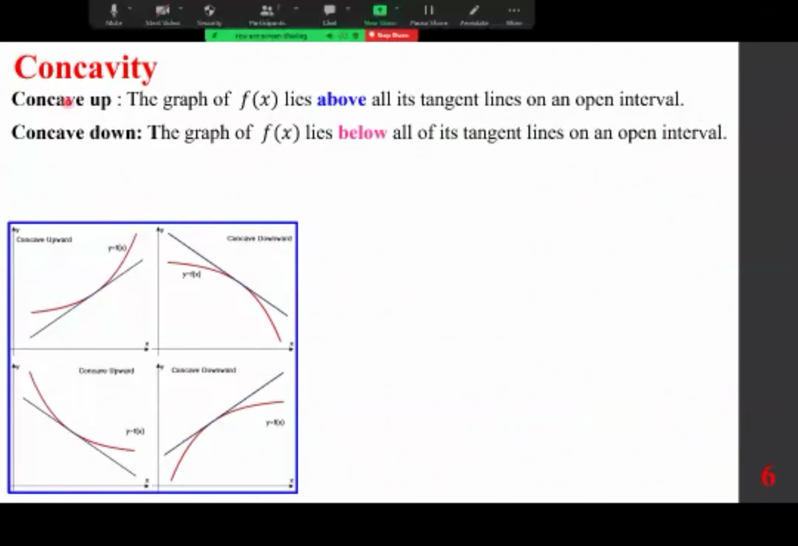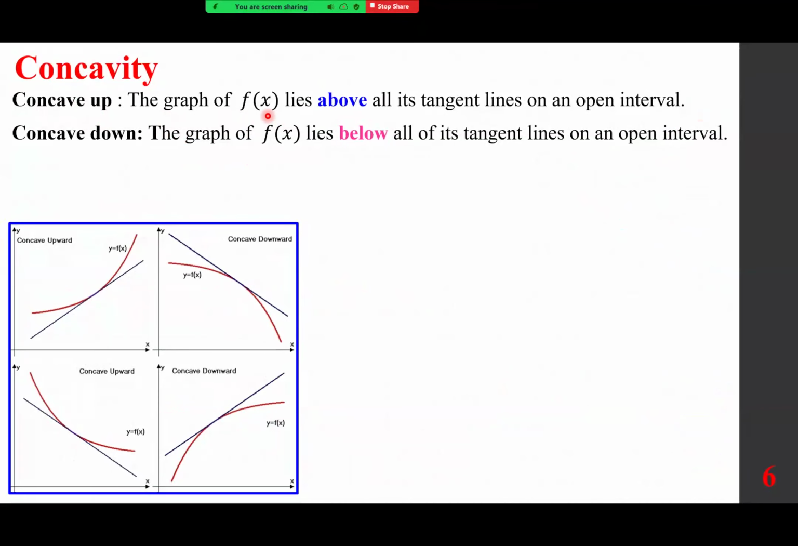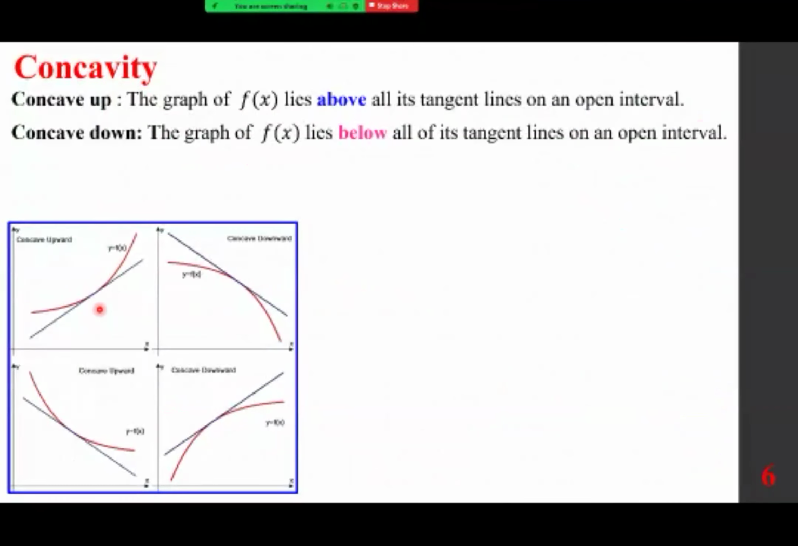So going back to this concept of concavity, concave up, the graph of the function f of x lies above all its tangent lines on the open interval. If you look at these two cases, if you just look at one tangent line, concave up is above the tangent line. However, concave down, the graph of f of x lies below all of its tangent lines on an open interval. So as you can see, this one is below the tangent line, this one is below the tangent line.